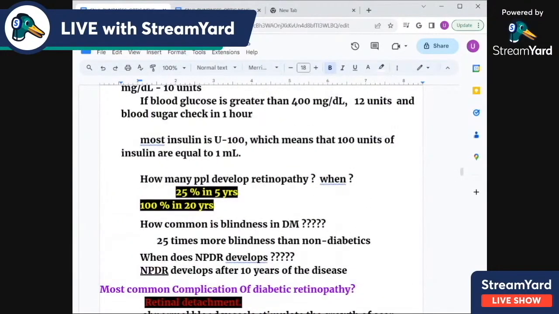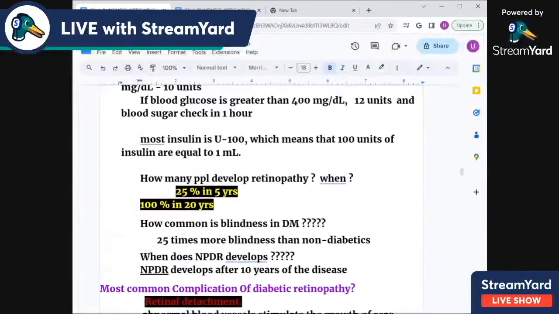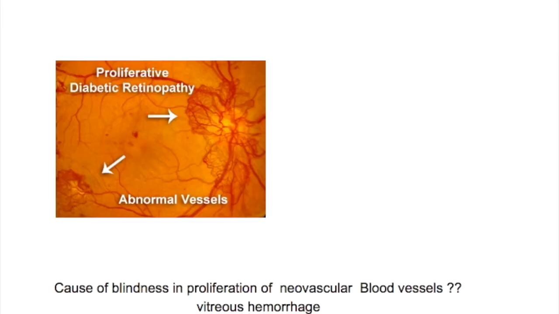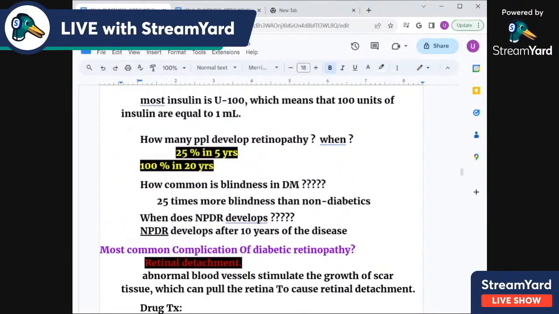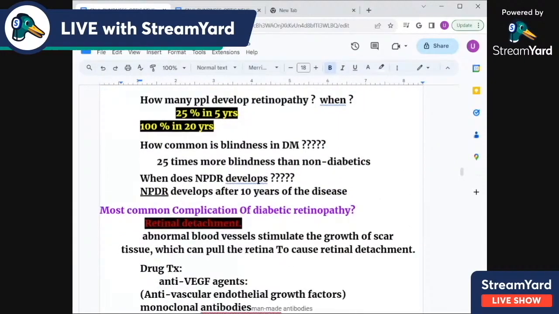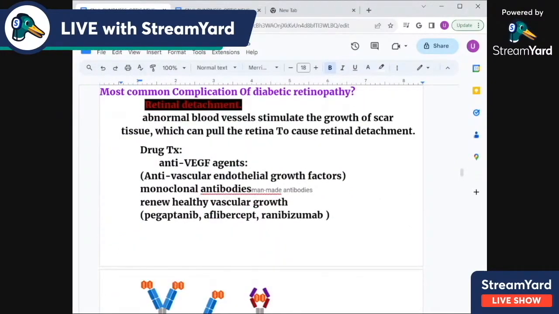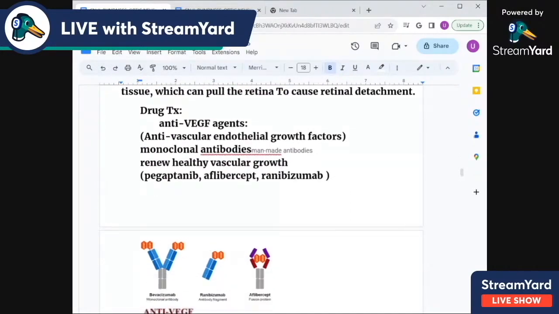Then how many patients develop retinopathy? 25% in 5 years and almost 100% in 20 years they develop retinopathy. And the most common complications are visual loss, vitreous hemorrhages, retinal detachment, and glaucoma. And the drug treatment, of course, control of diabetes, and anti-VEGF drug, anti-vascular endothelial growth factor drug. They are monoclonal antibodies. Examples are aflibercept and ranibizumab. It may be given intravitreously.